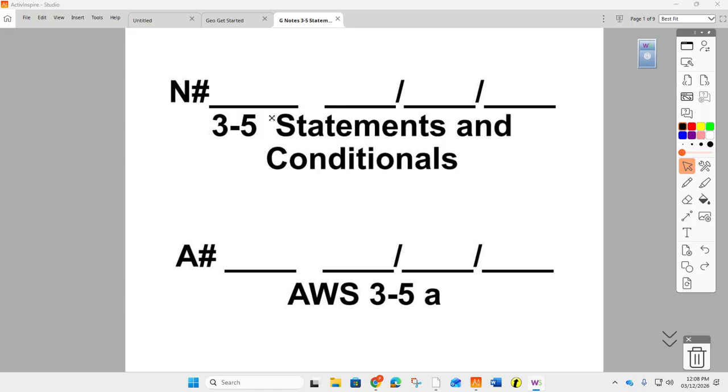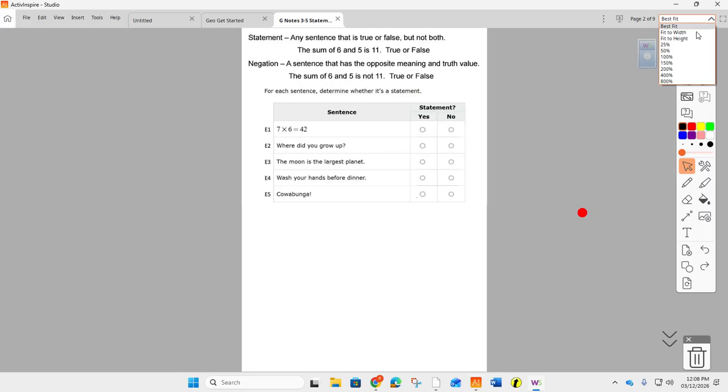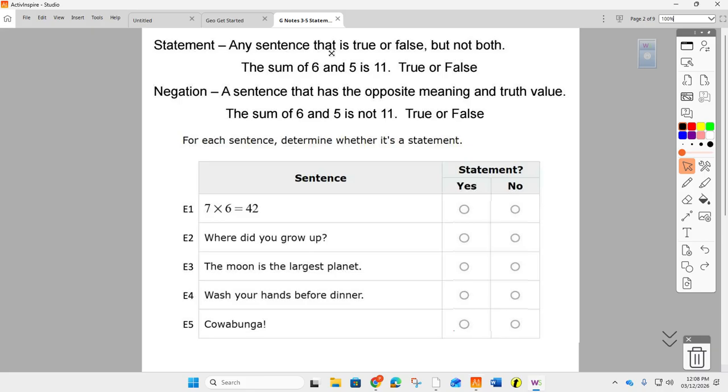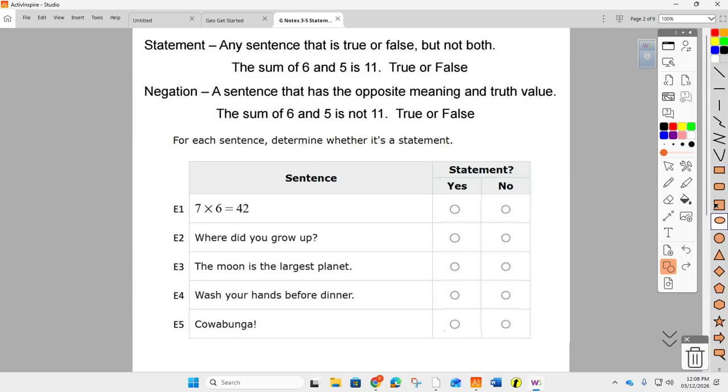3S5, statements and conditionals. So we are going to start with defining what a statement is. A statement is any sentence that is true or false, but not both. So, for example, the sum of 6 and 5 is 11. Is that true or false? Can we say that it's true or false? We could say that it's true or false. Which is it? True.